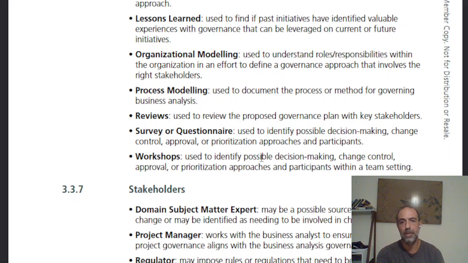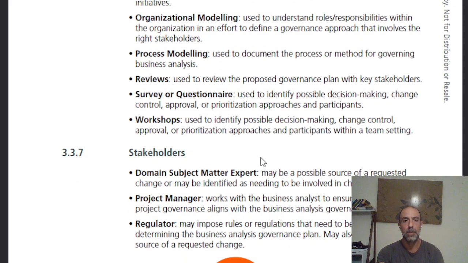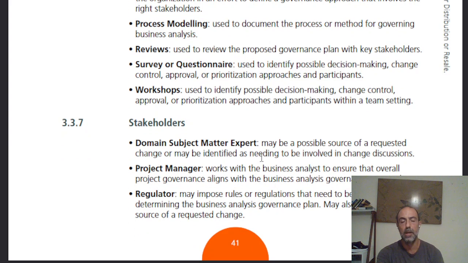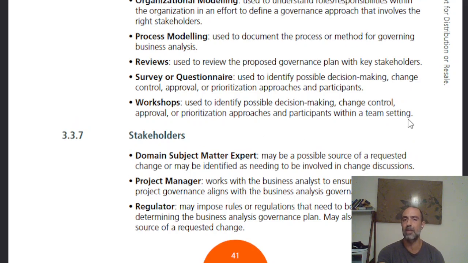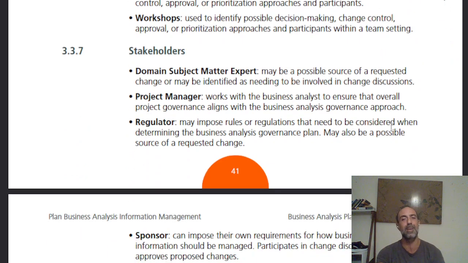Reviews, naturally, we go to people and ask, how are we doing so far? Survey or questionnaire used to identify possible decision-making, change control approval, or prioritization approaches and participants. Workshops, possible decision-making, change control approval, prioritization approaches, and participants in a team setting. All of them are valid, but each one might require something else. Sometimes you want a team effort. Sometimes you want to take them individually. And sometimes you look them in the face and ask, tell me how I'm messing up, or why are you upset with me?